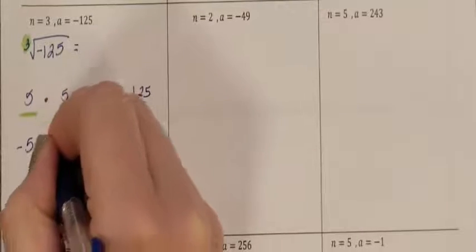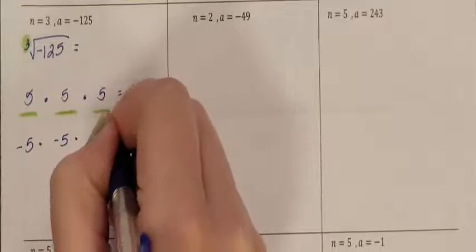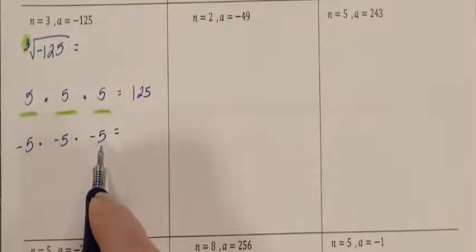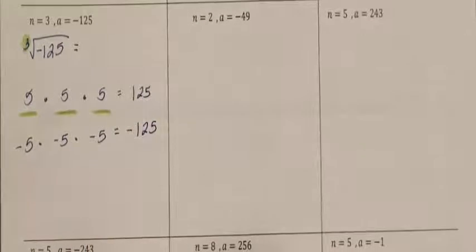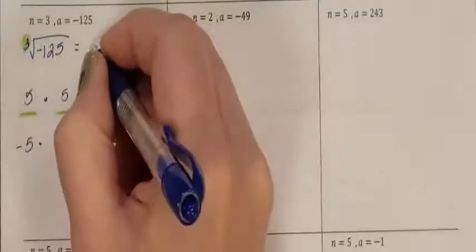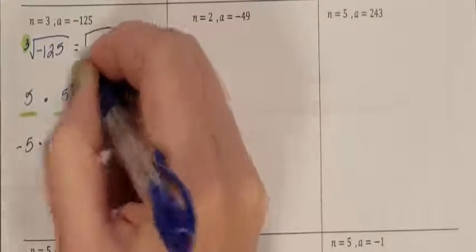So I'm going to try negative 5 instead. Negative 5 times negative 5 times negative 5 does in fact give me the -125 that I needed. So my final answer is negative 5.